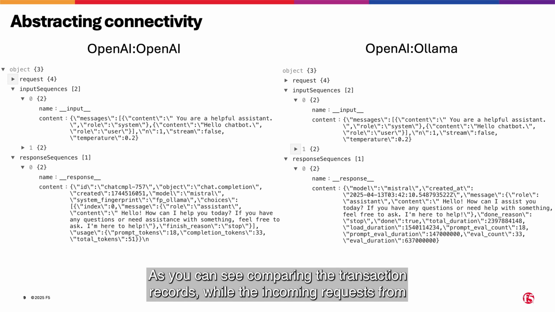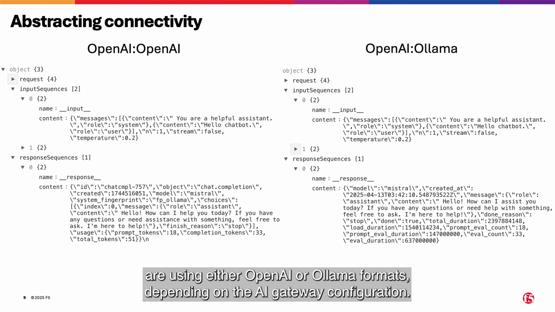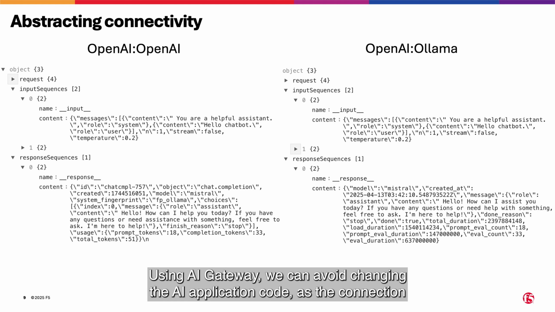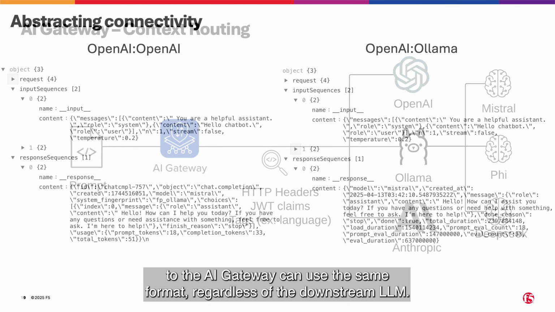As you can see, comparing the transaction records, while the incoming requests from the chatbot application are using the same OpenAI format, the downstream connections are using either OpenAI or Ollama formats, depending on the AI Gateway configuration. Using AI Gateway, we can avoid changing the AI application code, as the connection to the AI Gateway can use the same format, regardless of the downstream LLM.